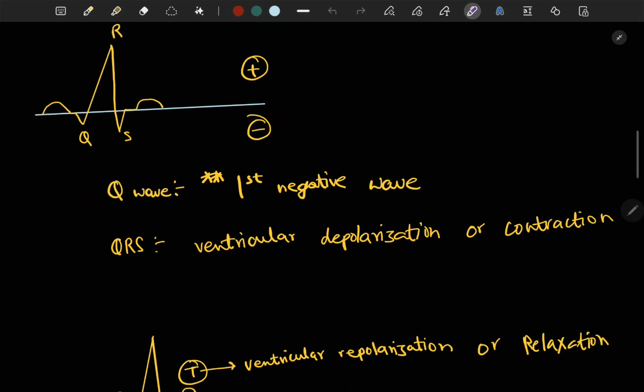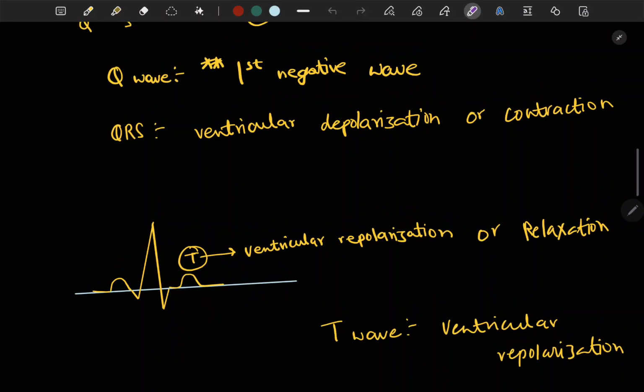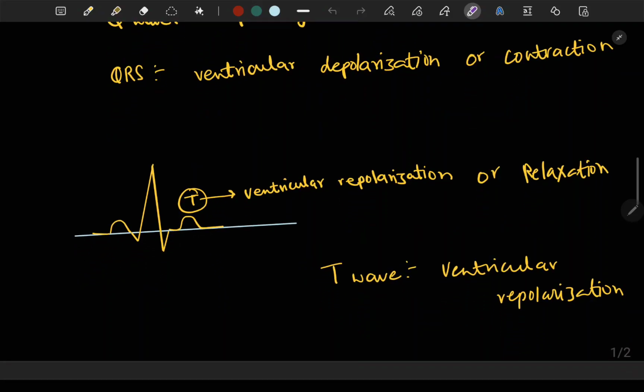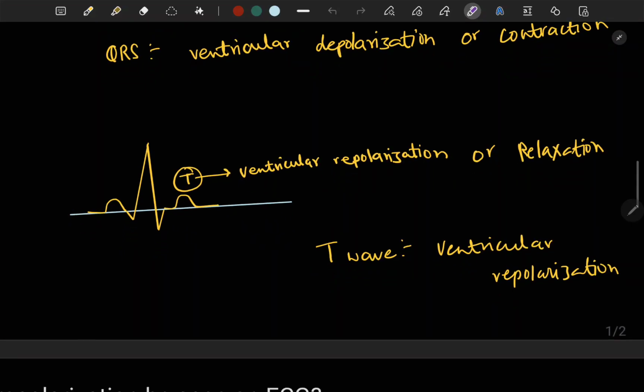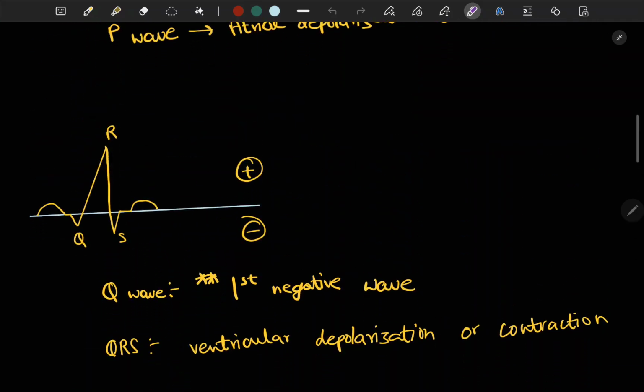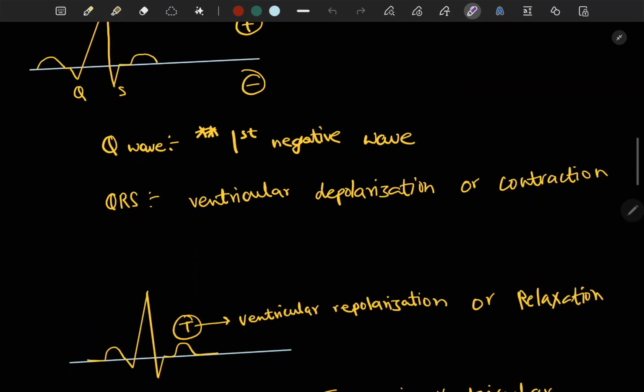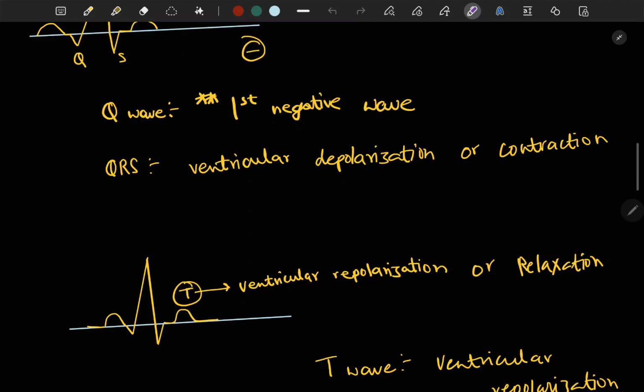And then we have got our last wave, which is the T wave, or ventricular repolarization, or ventricular relaxation. When the ventricles contracted, we got the QRS complex. Now when the ventricles relax, we get the T wave. So the T wave is nothing but ventricular repolarization or ventricular relaxation. So we have got the atrial depolarization, the ventricular depolarization, and then the ventricular repolarization.